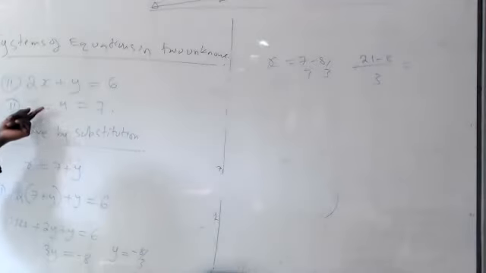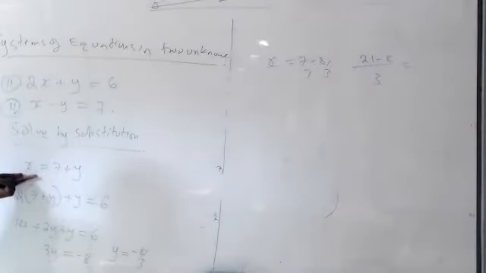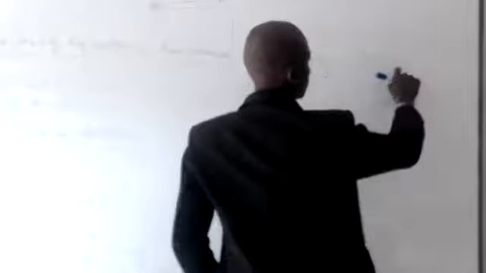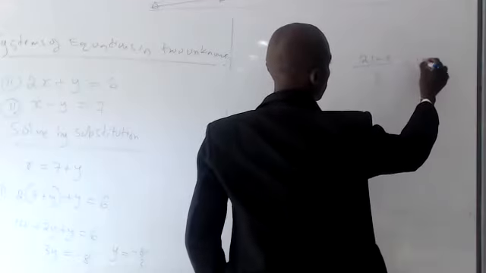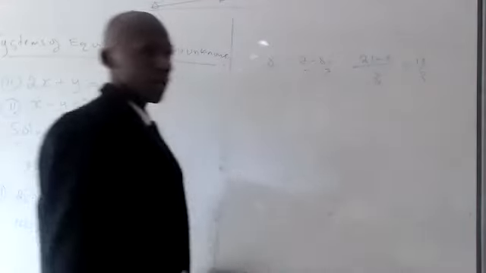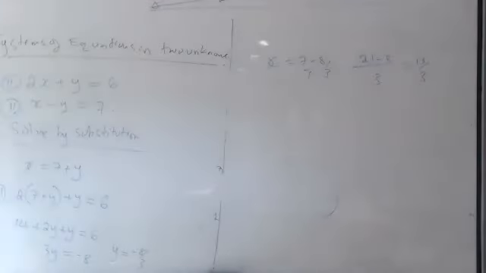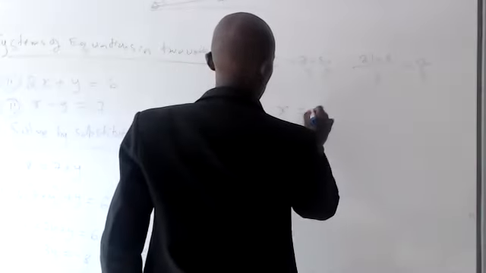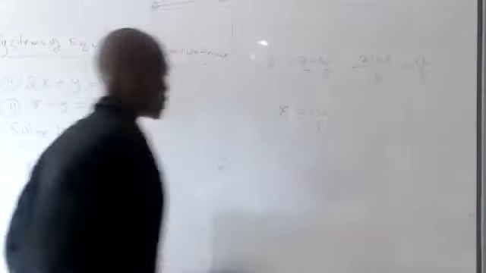So this is x is 7 plus y. These two equations are the same. So this is the one I've done, 7 plus y. So 7 minus this. What's 21 minus 8? Is it 13? Yeah, 13. So x is 13 thirds.